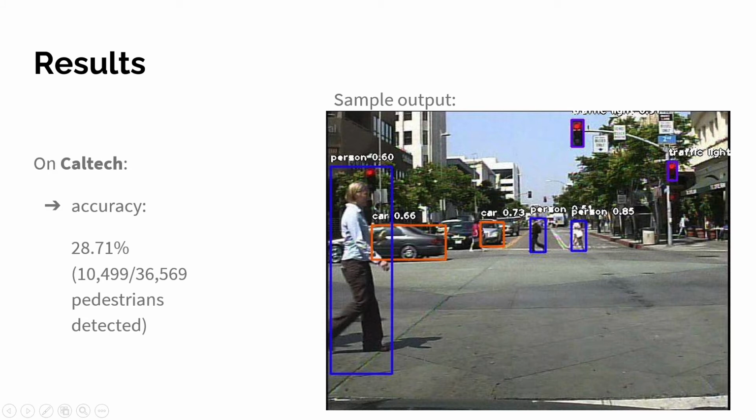Here we can see the results for the Caltech dataset. The accuracy is less than the one we have obtained for the INRIA dataset, which is only 28.71%, or a little over 10,000 people out of 36,000 pedestrians.